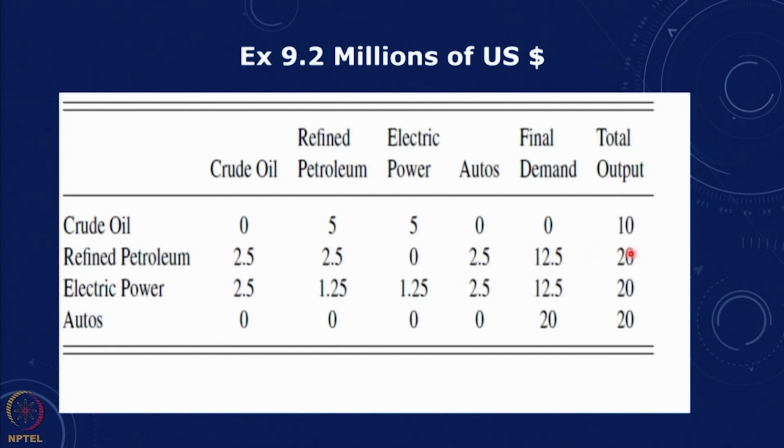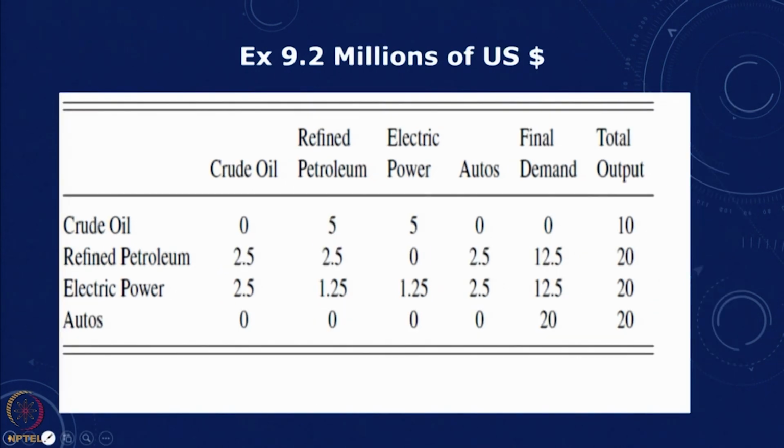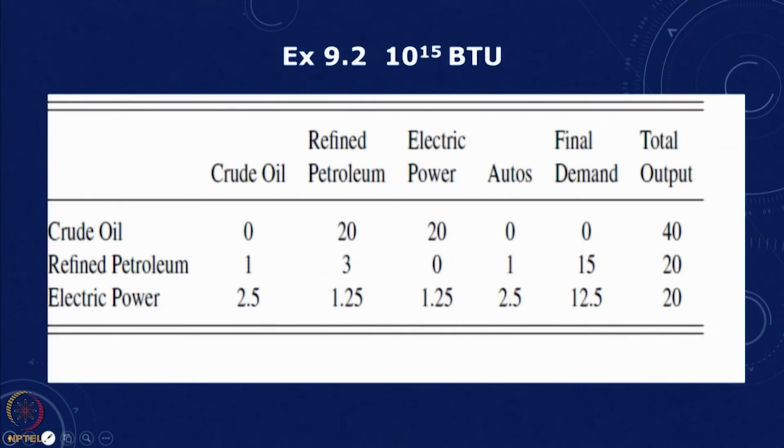When you add it up, this is the total, and then electric power, electricity going into each of these sectors. Then there's a final demand for automobile, and then this is the total output. And one could then convert this in terms of the price, and you can get, in terms of BTU, this is the kind of matrix which then comes. So, it's basically dividing those money units by the prices.